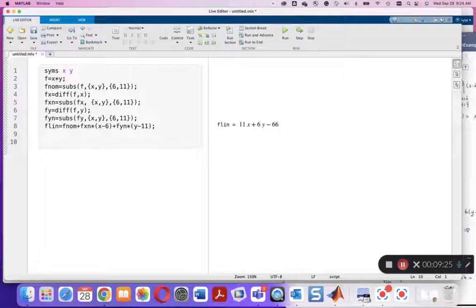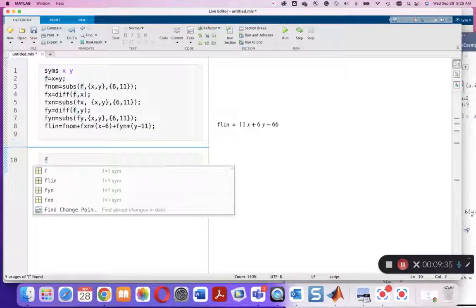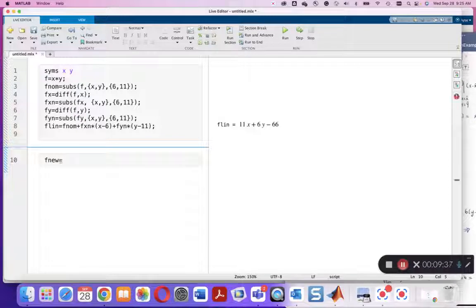Okay, what I want to do next is find the percent error. So I want to use my original function. I will call this f new. And in f new, what we want to do is substitute in f, the original function, wherever we see x and y, not 6 and 11. Remember, we selected 2 different points. One is 5, the other one is 10. So let's calculate, this number is 50. And I want to do exactly the same thing using my linear function.